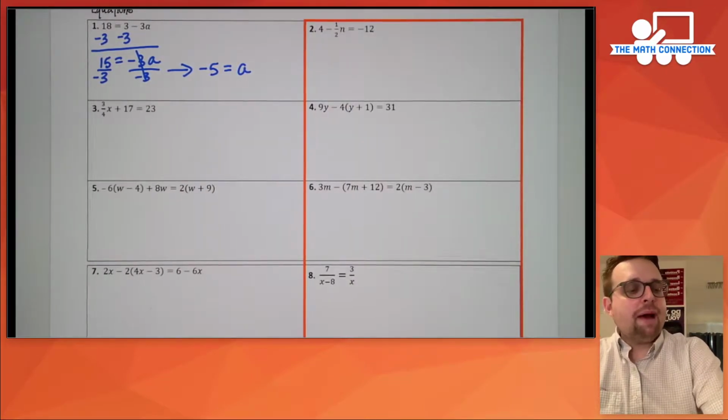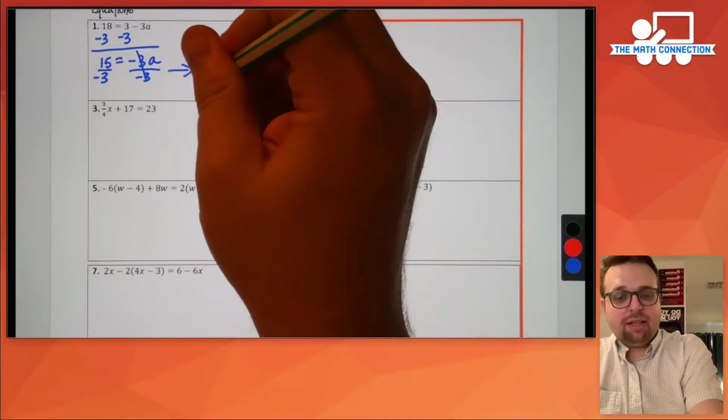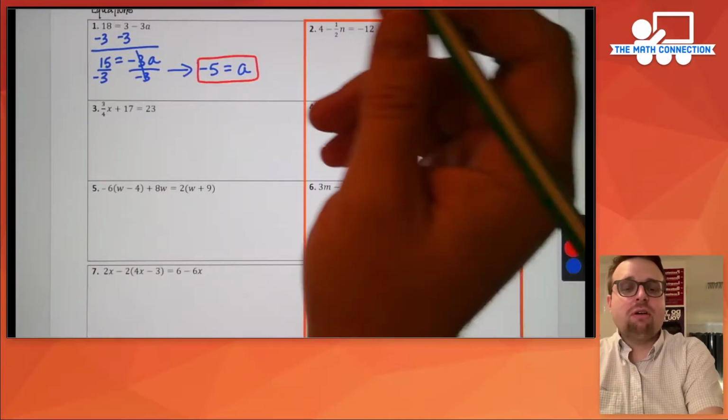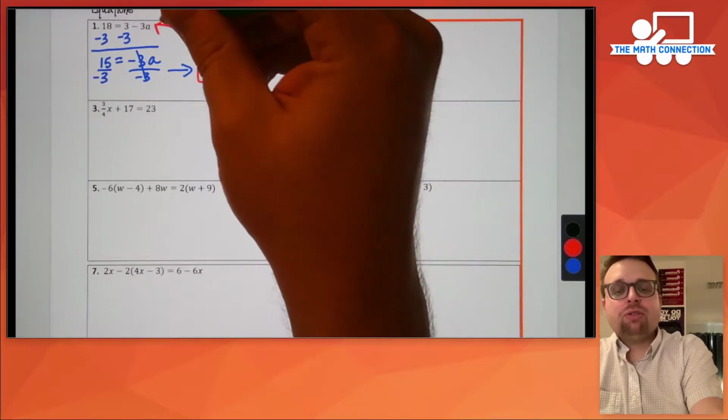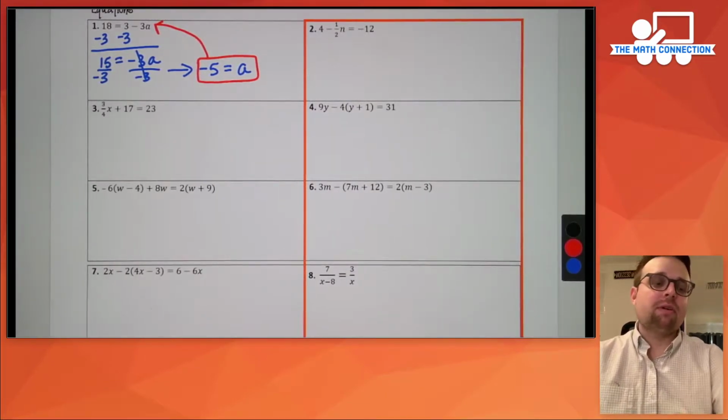You can always take this value, negative 5, that you just solved for a, and you can go back to your original equation and plug it in and see if it works, if you want to check your work.